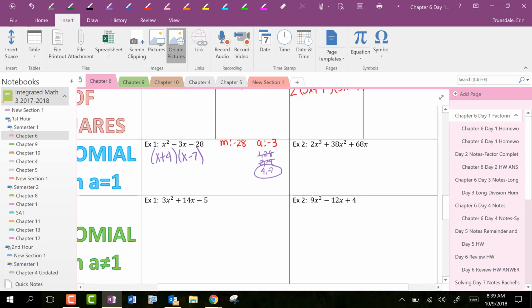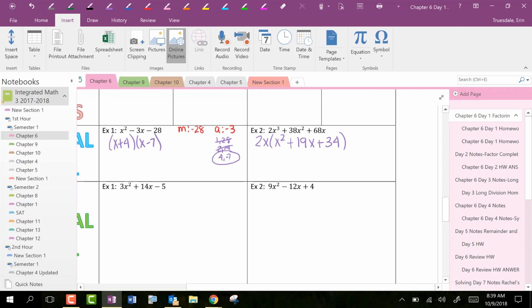Okay, this one might look pretty complicated, but again, if we stop and think, I've got to take out the GCF first. The GCF is 2x, and so I'm left with x squared plus 19x plus 34. Now I'm just looking at this part, so I can ignore the 2x. I need two things that multiply to 1 times 34 and add to 19. So two things that multiply to 34 and add to 19.